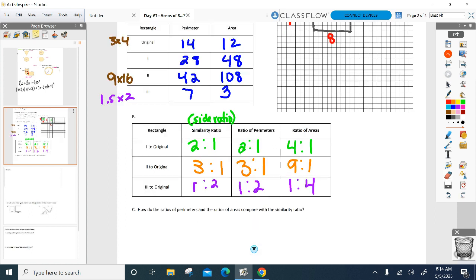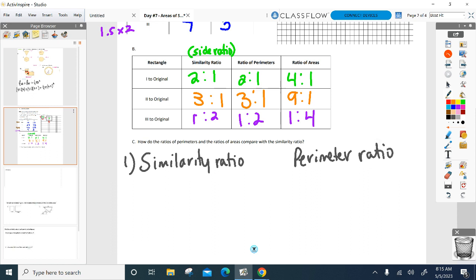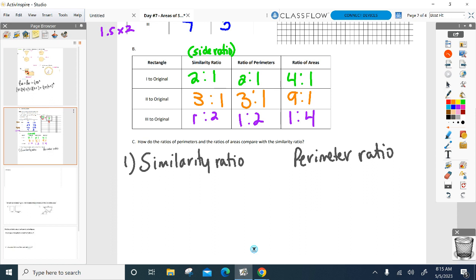So how do the ratios of the perimeters and the ratio of the areas compare to the similarity ratio? Ready? What do we see here? Similarity ratio. And I'm not going to put anything in between. And then I'll write perimeter over here. Look at your table. Compare the two. Similarity ratio and perimeter ratio. What do you notice about the two? They're equal. There you go. If I know the similarity ratio, I'll know the ratio of their perimeters.